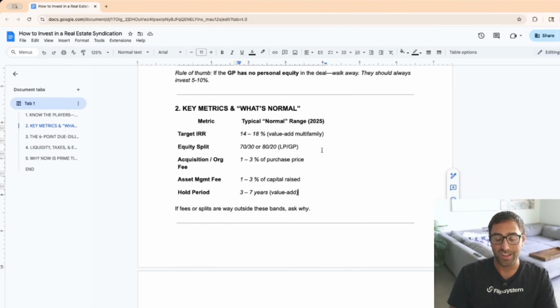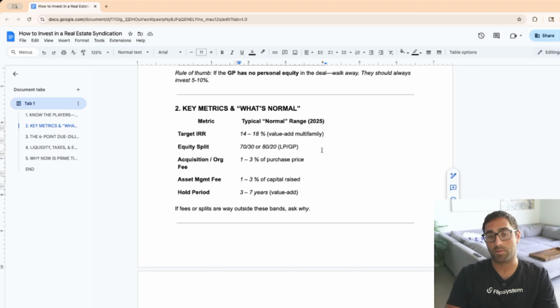So when we have $10 in profit coming in, 7 or 8 of those dollars are going to go to the LP, and 2 or 3 of those dollars are going to go to the GP. There's also typically an acquisition fee, which is 1 to 3% of the purchase price. This is for all the legal docs that the GP has to do.